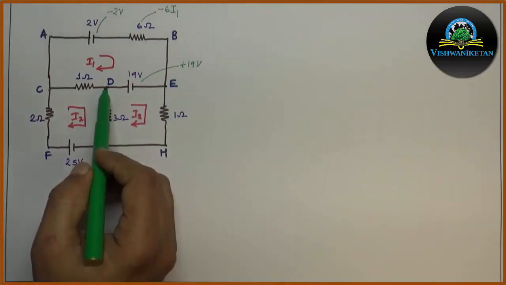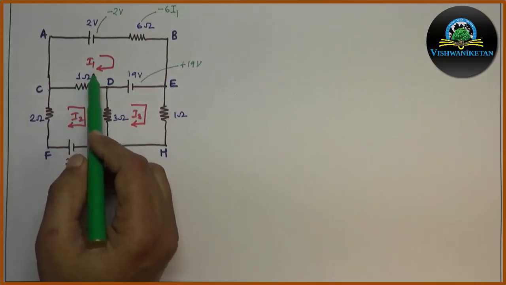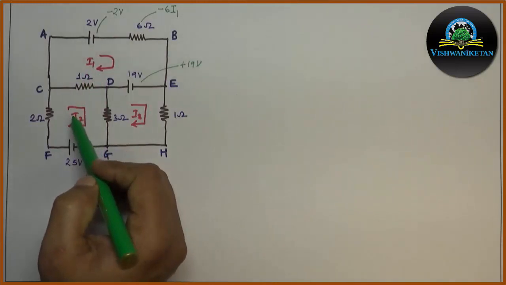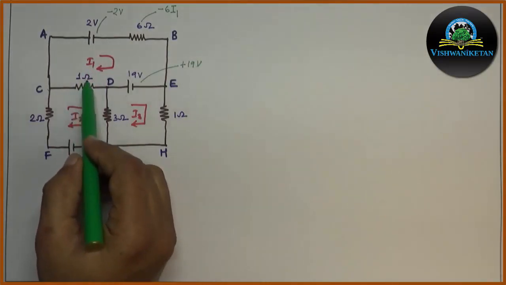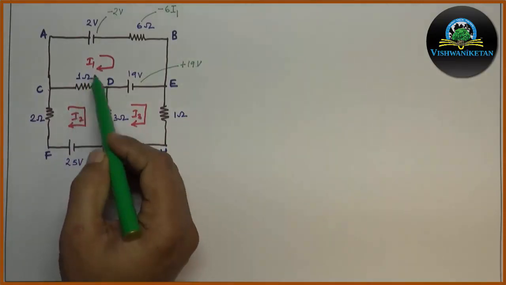Next we will move from D to C. We have a 1 ohm resistor. Now this resistor is common to these two meshes, that is the first mesh with current I1 and the second mesh with current I2. Now the current through 1 ohm will be considered as the resultant of I1 and I2.